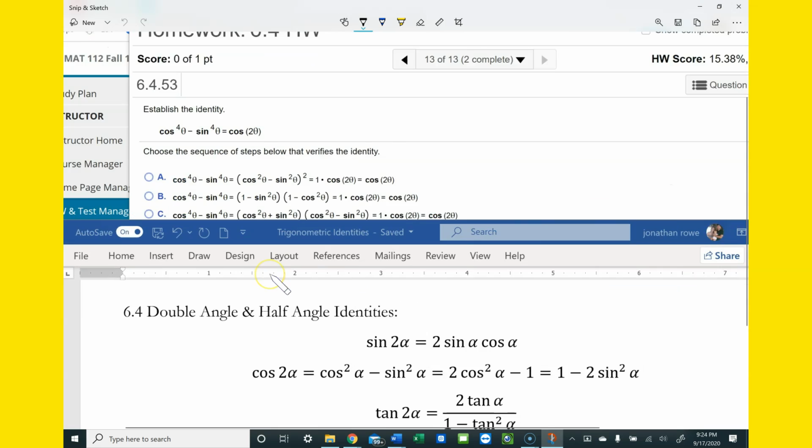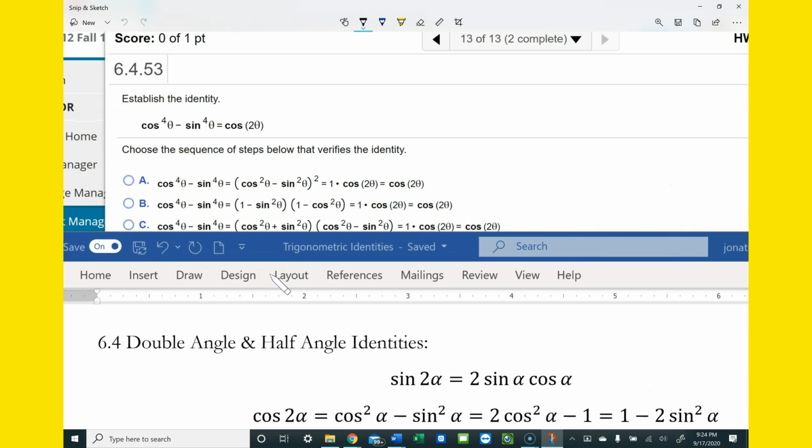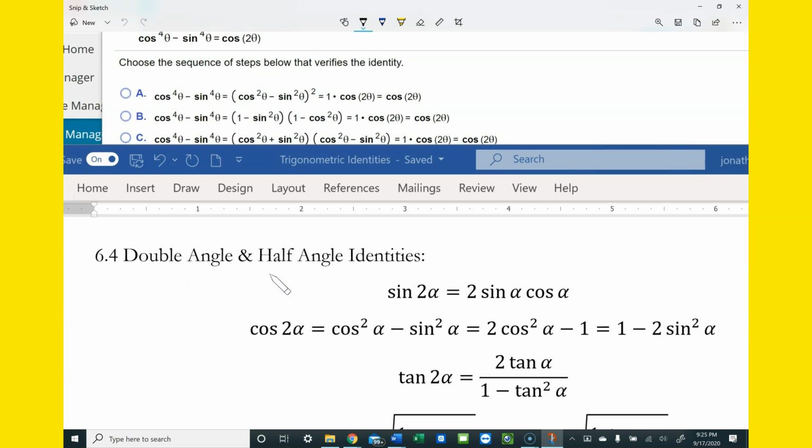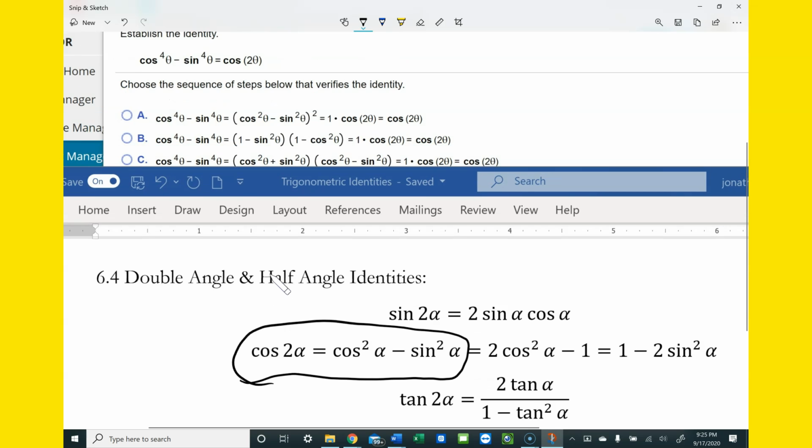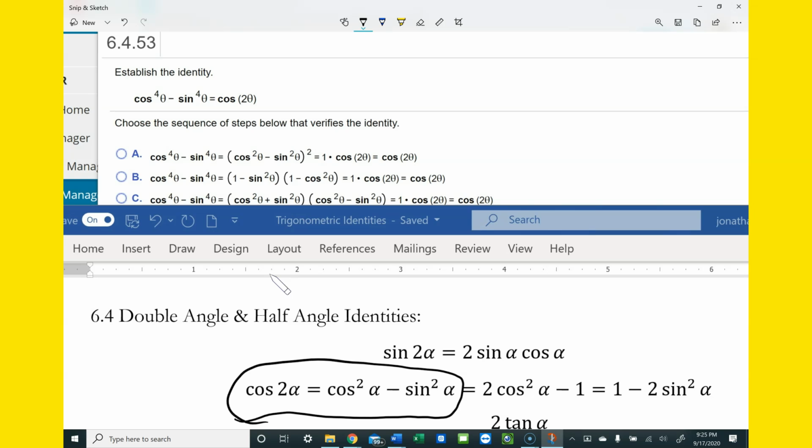Looking at number 13, I think this is the approach I'm going to take. I'm going to use this identity right here. That looks like it has a chance of matching something I'm trying to do up here. What I'm going to do is take this and factor it. That's a difference of squares. A squared minus b squared factors as a plus b, a minus b.